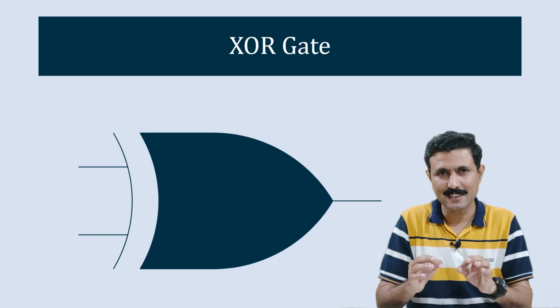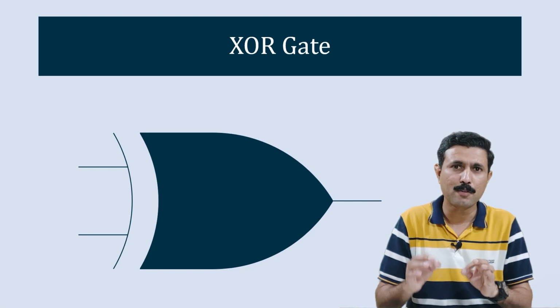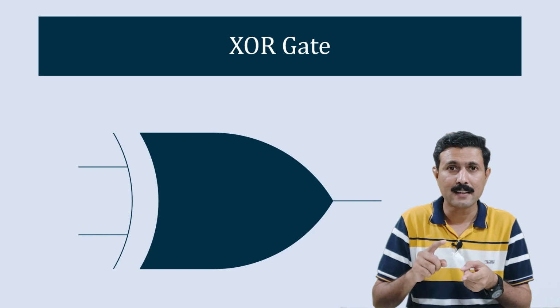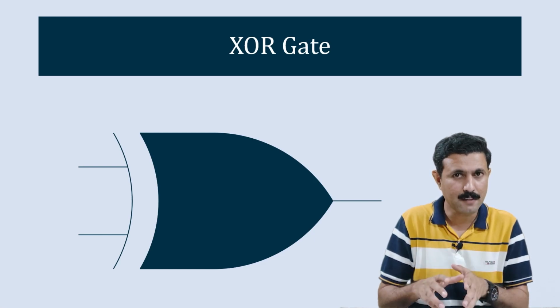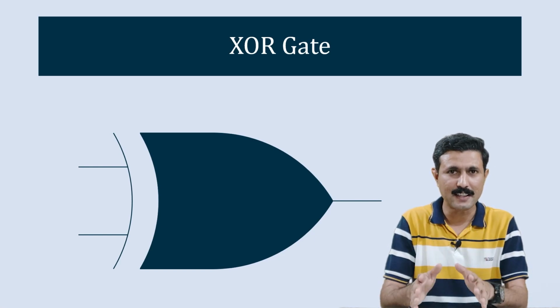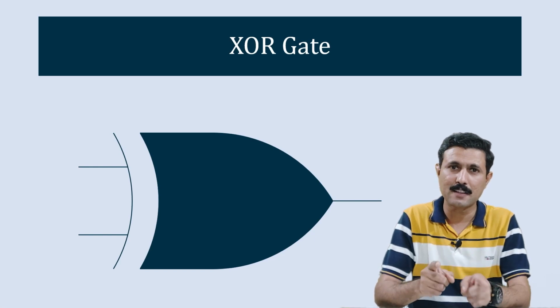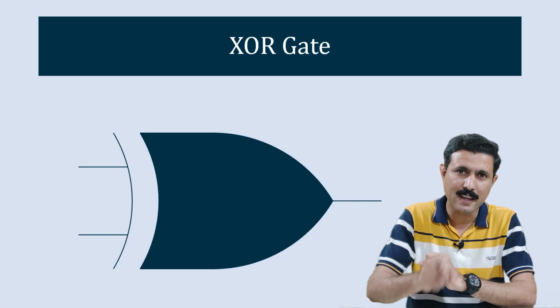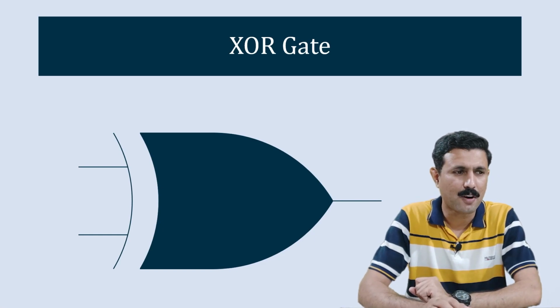To better understand this XOR gate, I recommend that you should have a clear idea about basic gates like the AND gate, OR gate and NOT gate. In my previous video I have explained all those things with animation in detail. If you are not clear about those concepts, then I recommend that you first watch that video and then move ahead in this video. So now we are going forward.